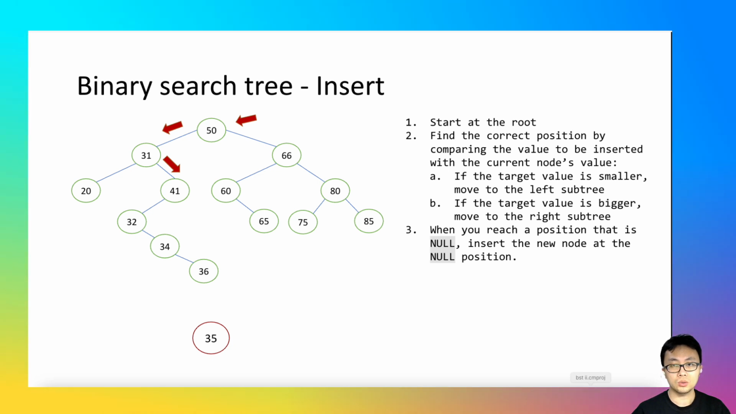The next node is 41. The target value 35 is smaller, so you move to the left subtree, like this. The next node is 32. Well, the target value 35 is bigger, so you would move to the right subtree, like this. The next node is 34. The target value 35 is bigger, so you would move to the right subtree, like this.